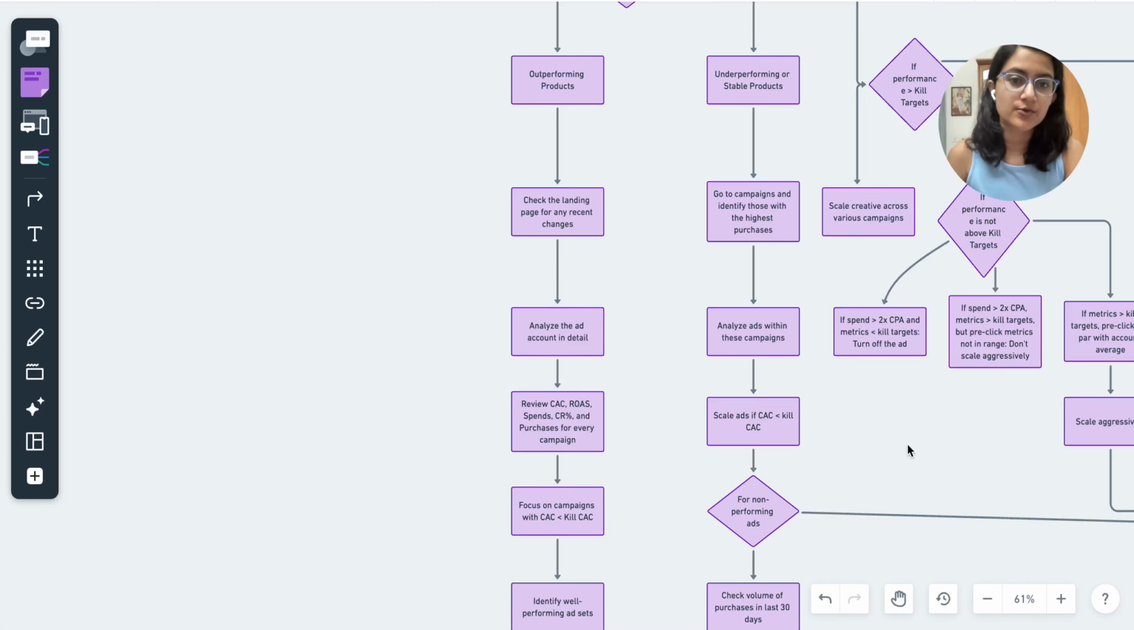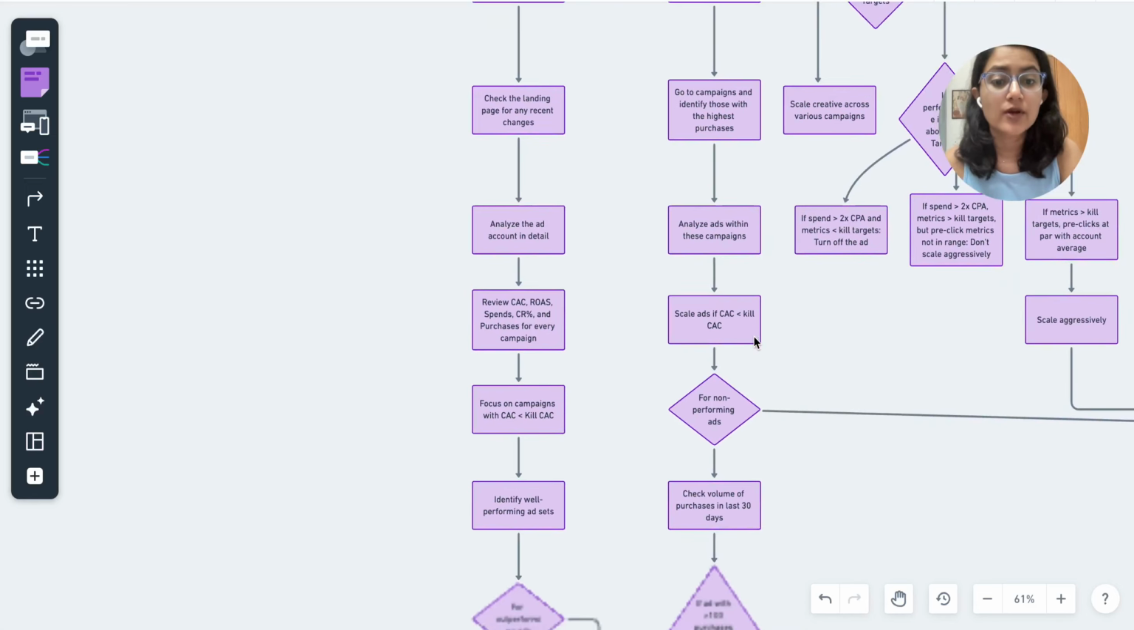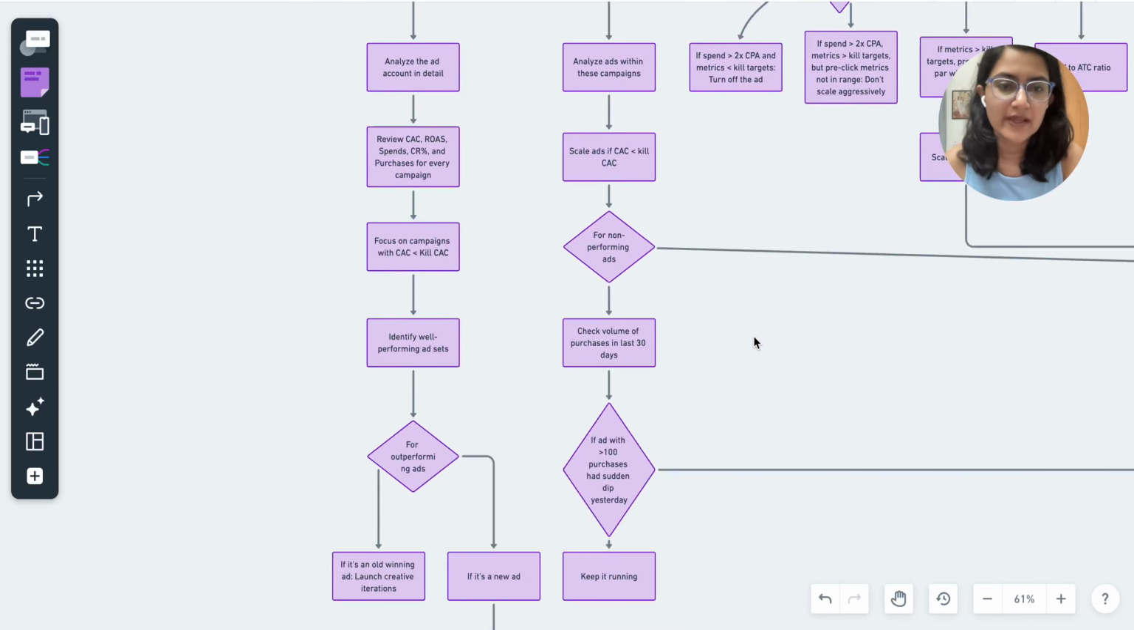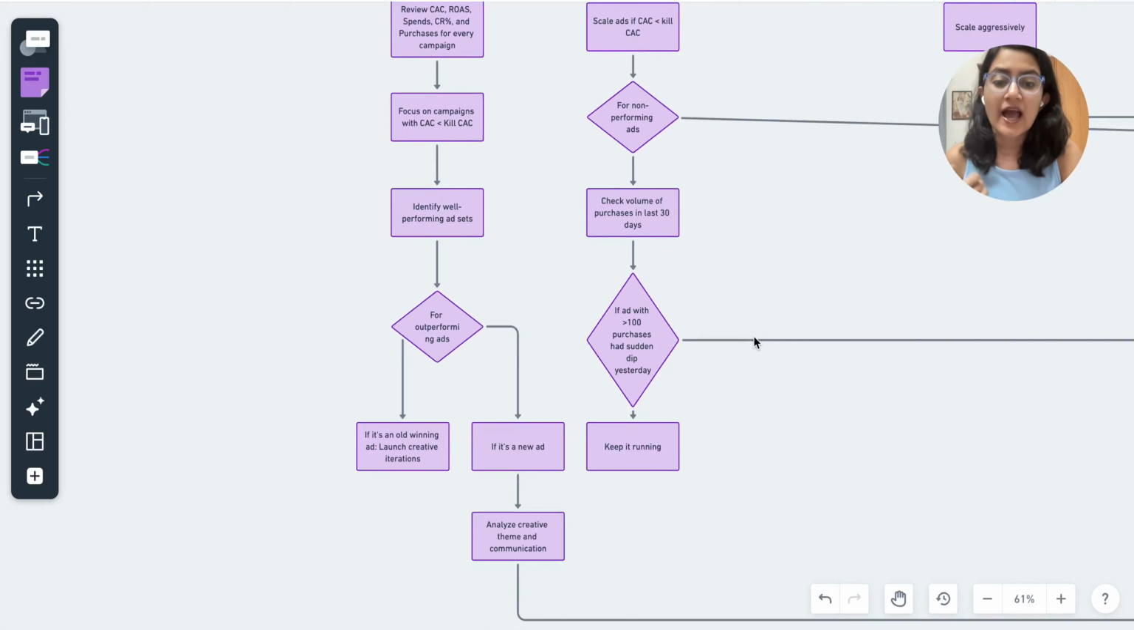We start with the winning campaigns first, the ones with the highest purchases, because they also have the highest spends. So first go and fix the most critical campaigns for your underperforming products. Before turning off the non-performing ads completely, you also need to check the volume of purchases each particular ad has generated. If an ad has more than 100 purchases, then you should ideally keep it running.